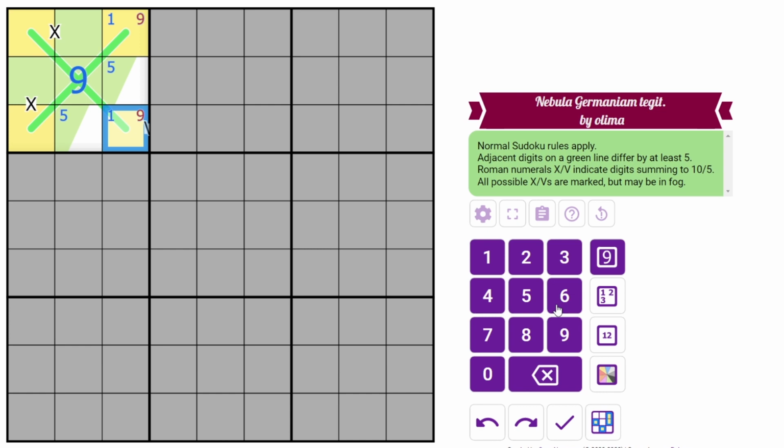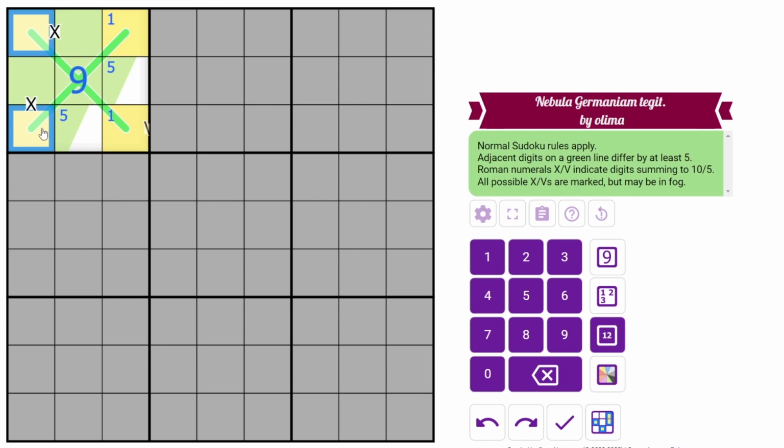And that 9 means this is not 9. 1 is one of these. So this must be 1 of 2, 3, 4. This must be 1 of 1, 2, 3, 4. Oh, and we see some half of x here. And these two are from 6, 7, 8. And these two are from 5, 6, 7, 8.